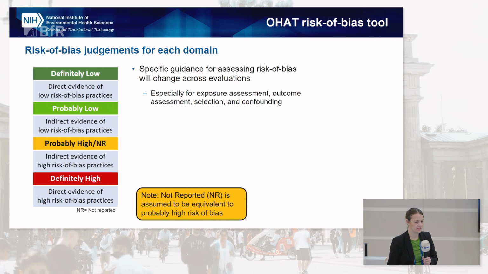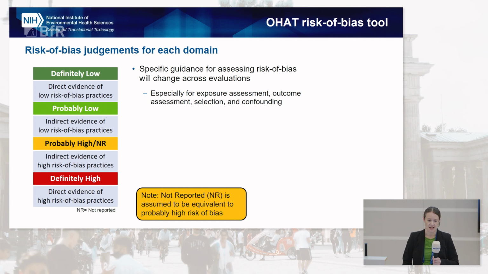We have 4 risk of bias judgments for each domain, and these are definitely low, which is direct evidence of low risk of bias practices, probably low, which is indirect evidence of low risk of bias practices, probably high, which would be indirect evidence of high risk of bias practices, and definitely high, which is direct evidence of high risk of bias practices. You'll notice that not reported is assumed to be equivalent to a probably high risk of bias judgment. And so how do we make these judgments?